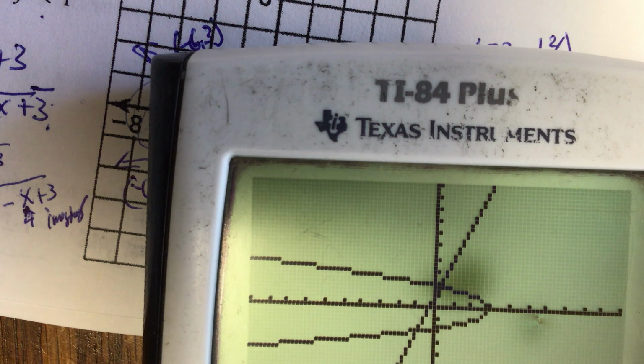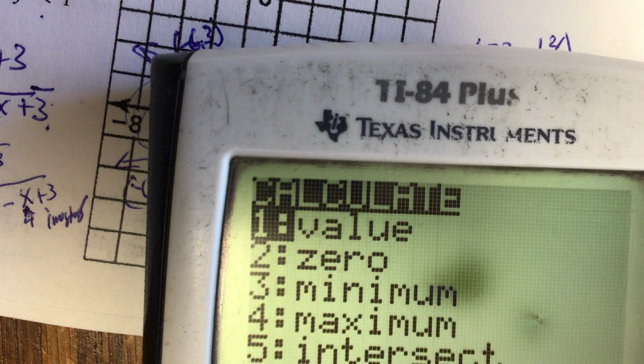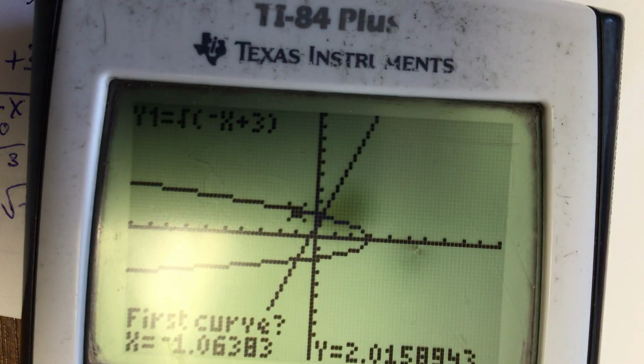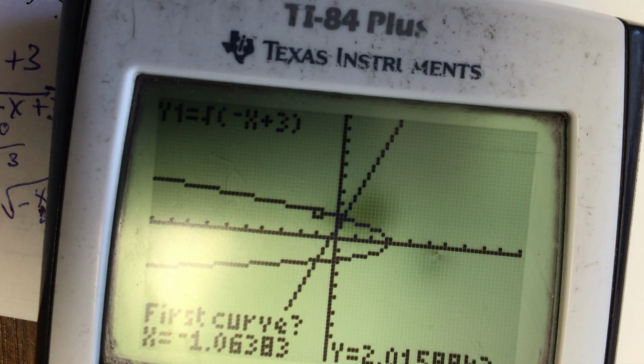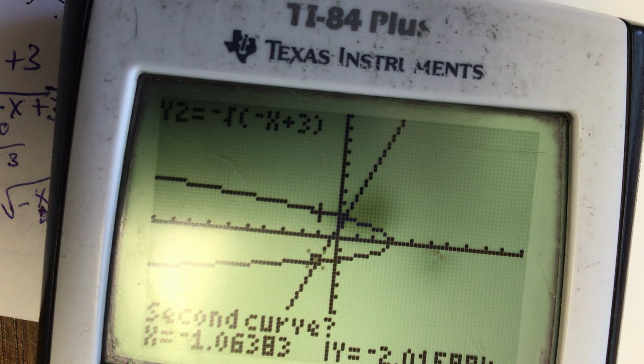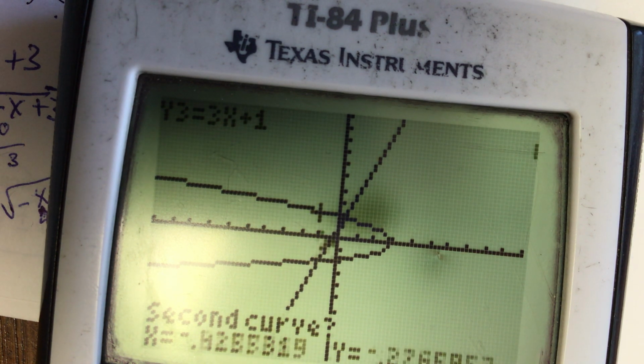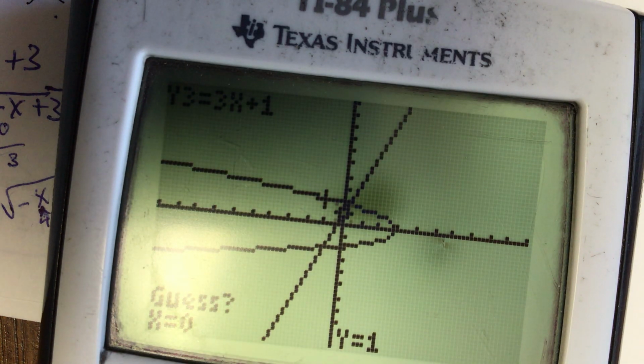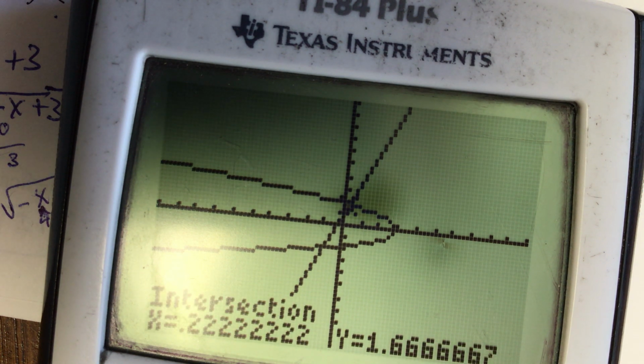Now I can hit calculate, and then I'm going to calculate the intersection, and I can find where these cross. So there's my first curve, yes. I don't want to use this second curve. The second curve is the negative underneath it. So I want to hit my down cursor key and get closer to where they cross, and then say, okay, that's the second curve. And do you want me to take a guess? Yeah, take a guess. And it tells me that the intersection is at 0.22 and 1.667, or 1 2/3.